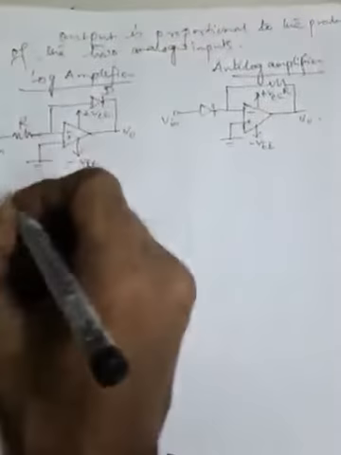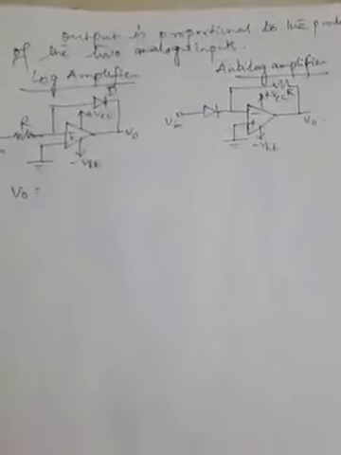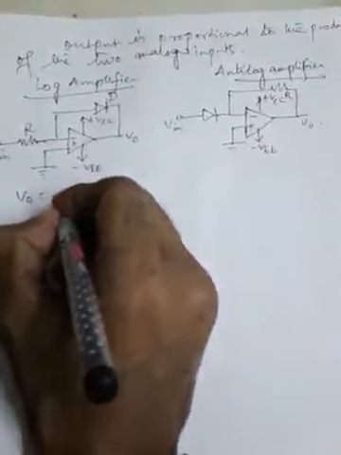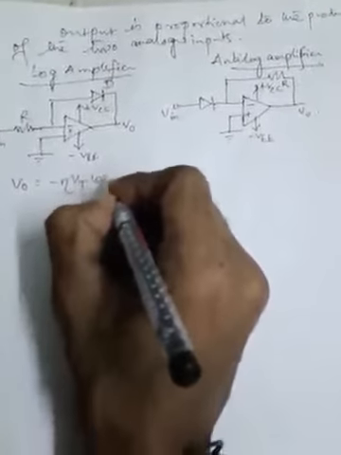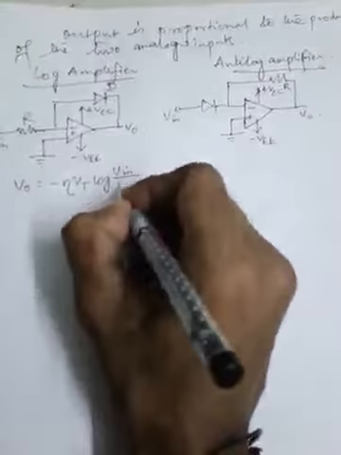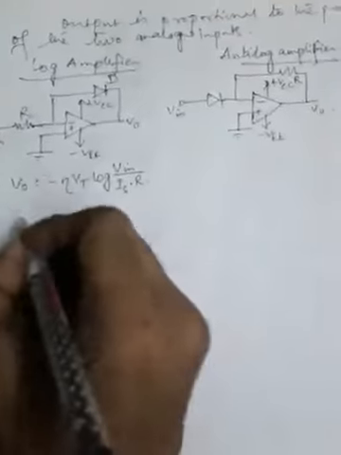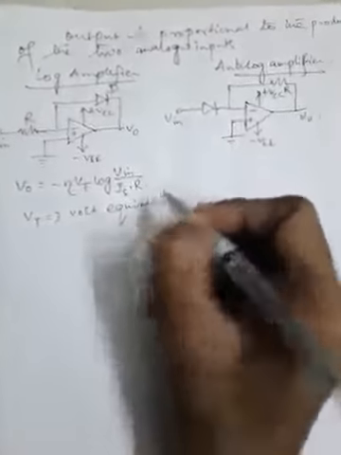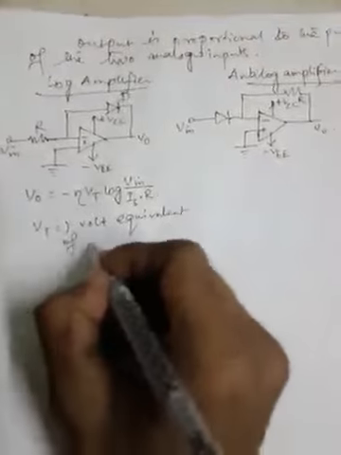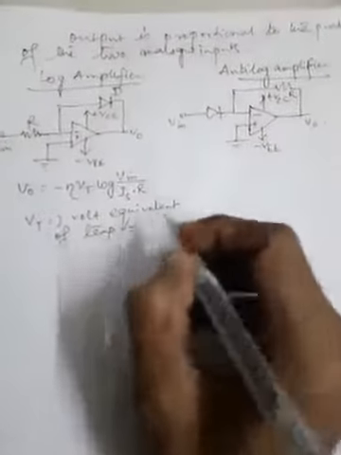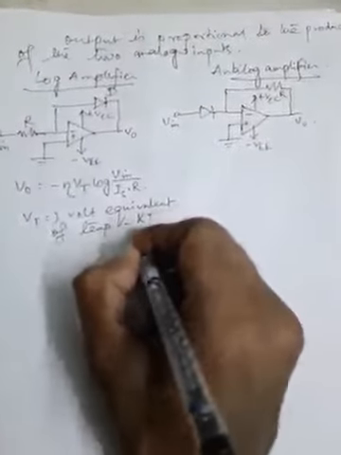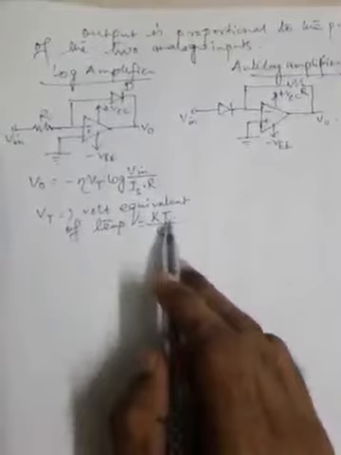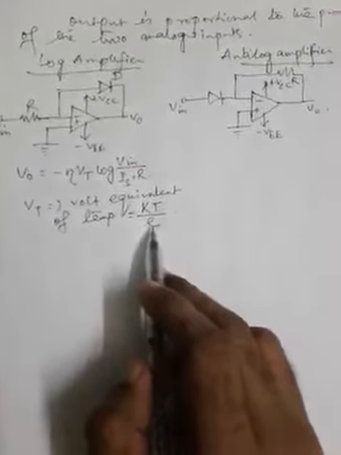Now for log amplifier, the output expression VO or Vout is given by minus eta Vt log of Vin by Is into R, where Vt is called volt equivalent of temperature, which is given by K into T divided by E, where K is the Boltzmann constant, T is absolute temperature in Kelvin, and E is the electronic charge of an electron.